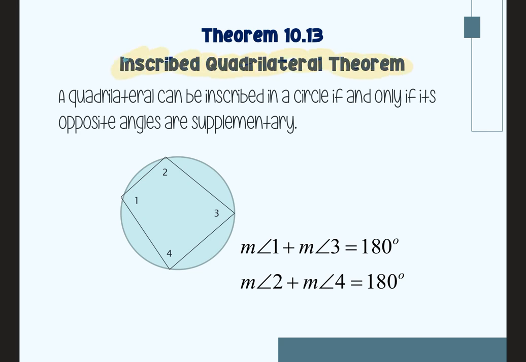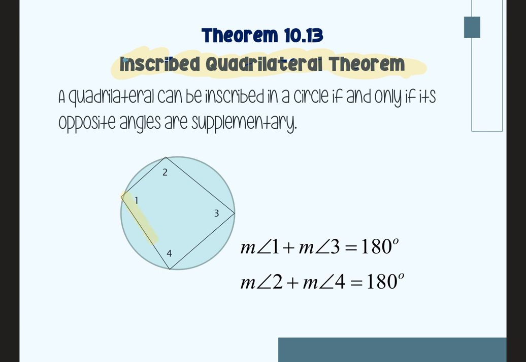Inscribed quadrilateral theorem. So quadrilateral being four sides. If we have a quadrilateral inscribed in a circle, then its opposite angles are supplementary. And this is an if and only if, which means both directions. If it's inscribed in a circle, its opposite angles are supplementary. And if the opposite angles are supplementary, then it's inscribed in the circle.